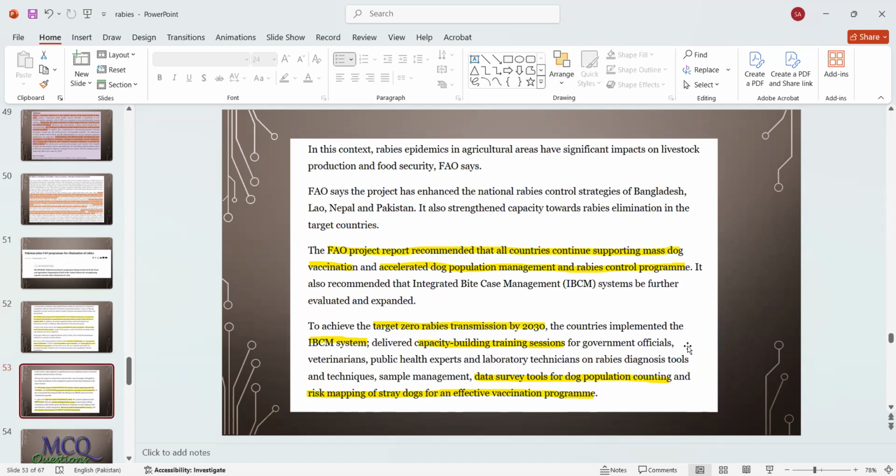The Food and Agriculture Organization project report recommended that all countries continue supporting mass dog vaccination and accelerated dog population management and rabies control programs. To achieve the target of zero rabies transmission by 2030, the countries implemented the integrated bite case management system and delivered capacity building training sessions for government officials, veterinarians, public health experts, and laboratory technicians on rabies diagnosis tools and techniques, sample management, data survey tools for dog population counting, and risk mapping of stray dogs for an effective vaccination program.